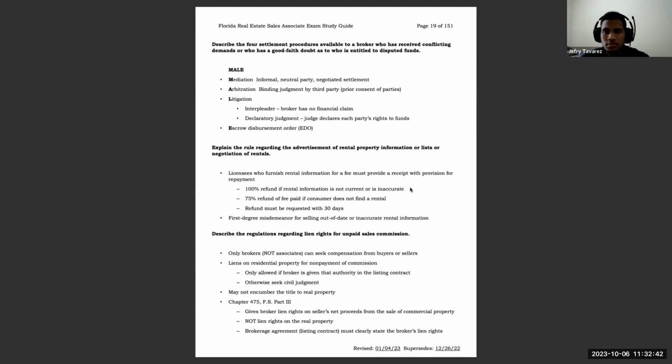Yeah, makes total sense. Now, on a lease, it goes on the property. If it's a lease you're doing for the landlord who owns the building, that lien would go on the property because the property is not transferring. It's a leasehold, not a freehold. So the broker's agreement, the listing contract, must clearly state the broker's lien rights if you're putting liens on.